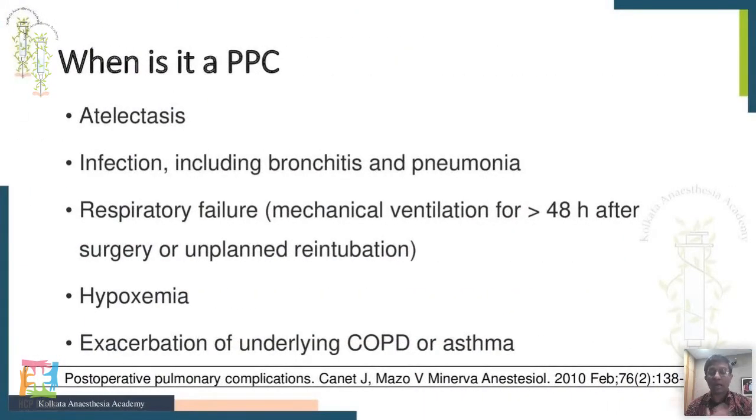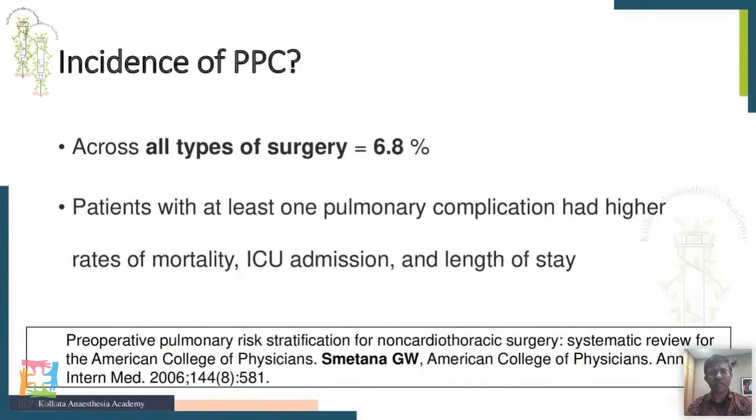Going by this definition, the things that cause this are a very wide spectrum: atelectasis, infections like bronchitis and pneumonia, respiratory failure, which is defined by the necessity of mechanical ventilation for more than 48 hours post-surgery or an unplanned reintubation, episodes of hypoxemia, and exacerbation of the underlying disease, like COPD or asthma. So this is what is defined as postoperative pulmonary complication.